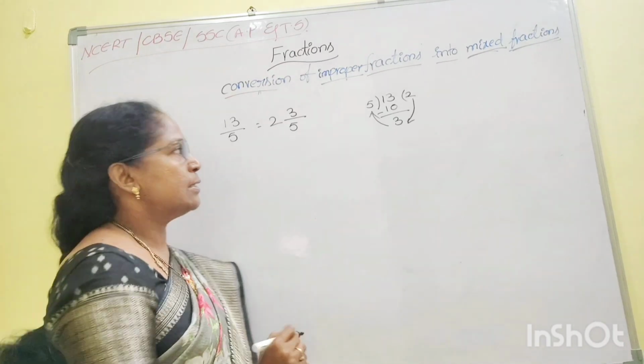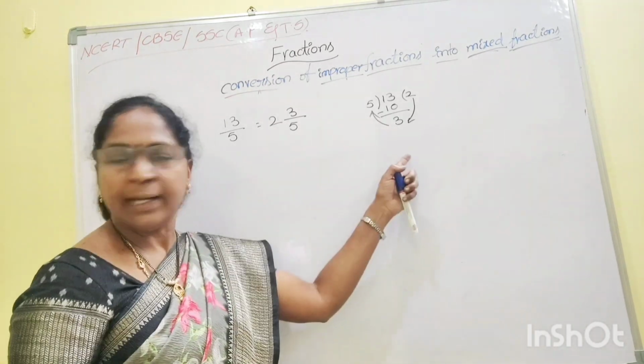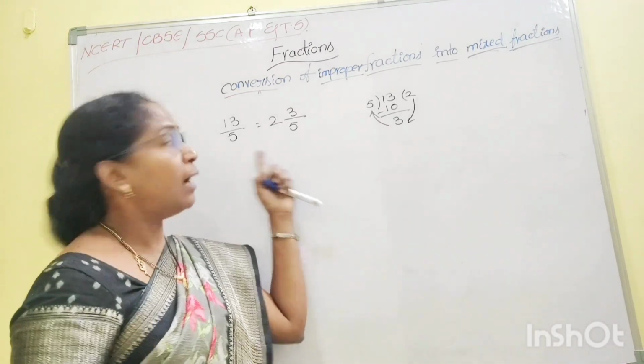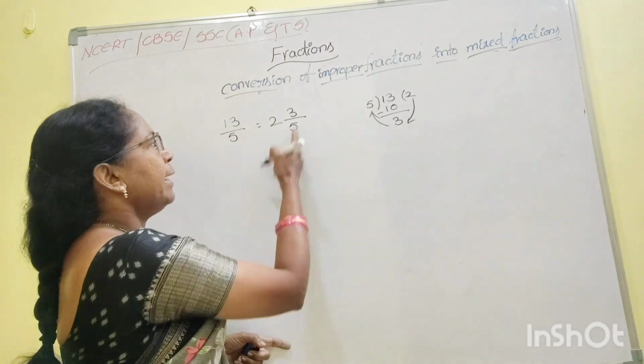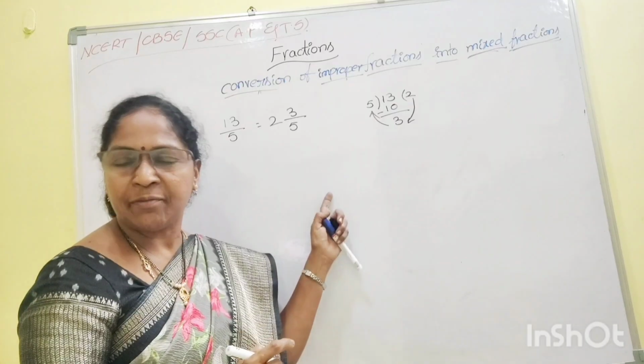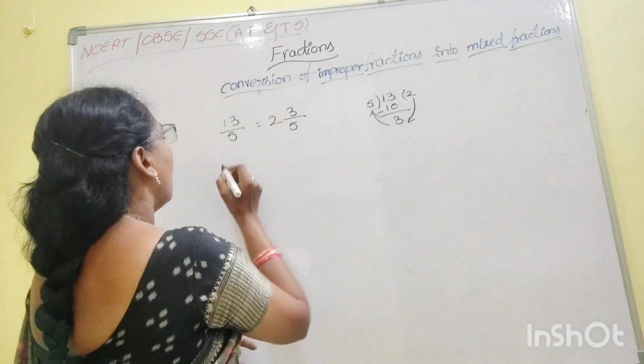This is the process. If you know how to write like this, then it is easy to write or convert into an improper fraction. Now check it once here. 2 5s are 10. 10 plus 3 is 13. 13 by 5. Got it now? Right.